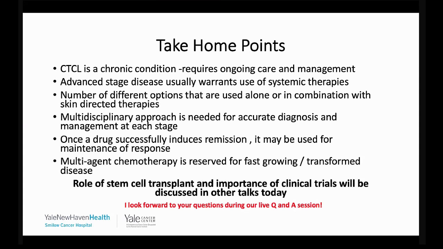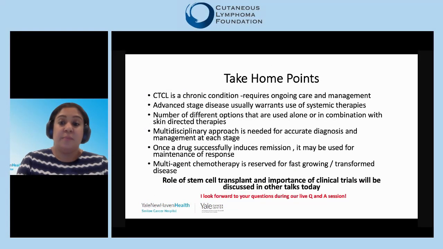Once a drug is used to successfully induce remission, it can actually be continued for maintenance of response, depending upon the case. And multi-agent chemotherapy, that is, combination treatments, are reserved for more fast-growing or what we call transformed disease, such as large cell transformation. We will be discussing the role of stem cell transplant and the importance of clinical trials, which are again for advanced stage disease, in other talks today.